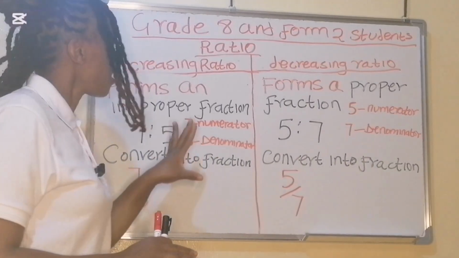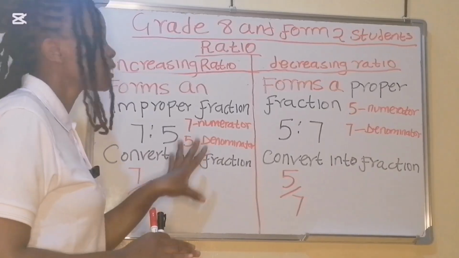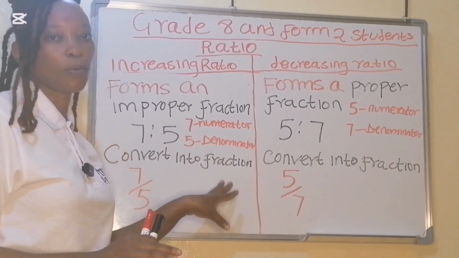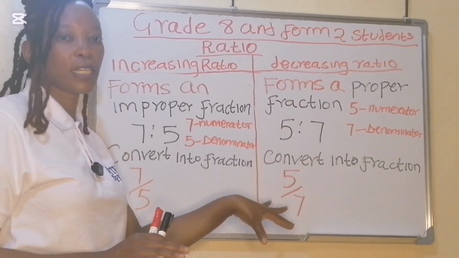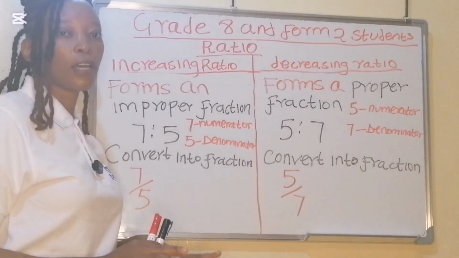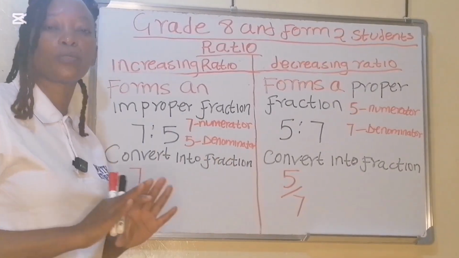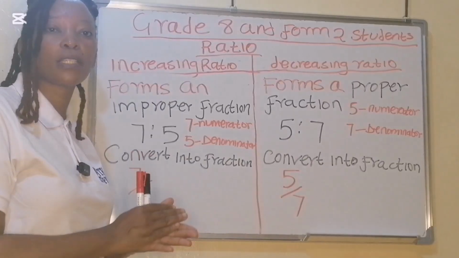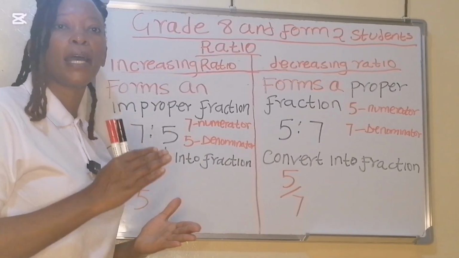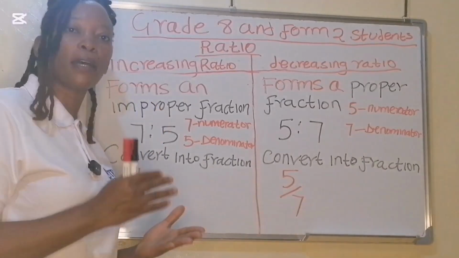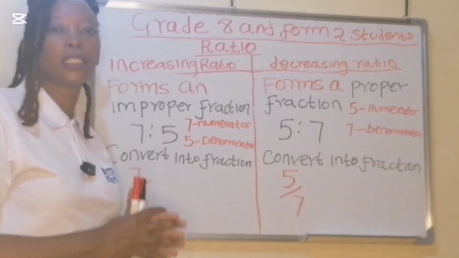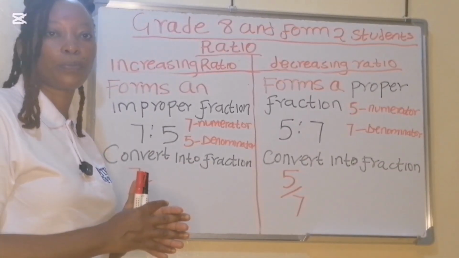Okay? And I have told you how to convert a ratio into a fraction. The first part is the numerator, the second part is the denominator. The same case with a decreasing ratio. When you are given any ratio, just convert it into a fraction. Then ask yourself, does this form a proper fraction or an improper fraction? And now you are able to identify an increasing ratio or a decreasing ratio.